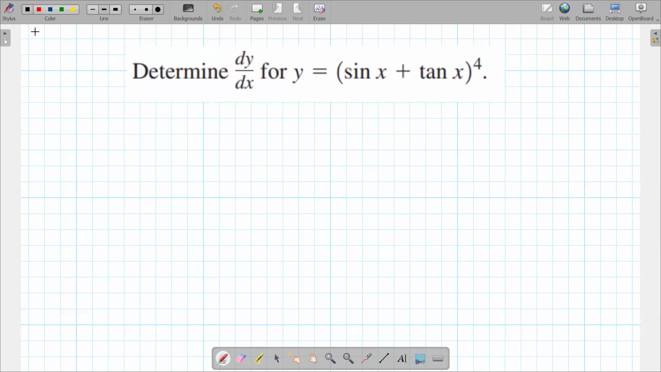Now for this next one, again, the concept is the same. The outer function, which in this case is power 4, that's going to be our main function. Everything inside is going to be a chain rule component. So what's y prime here? You bring the 4 down, so it becomes a 3, and then you do cosine of x.